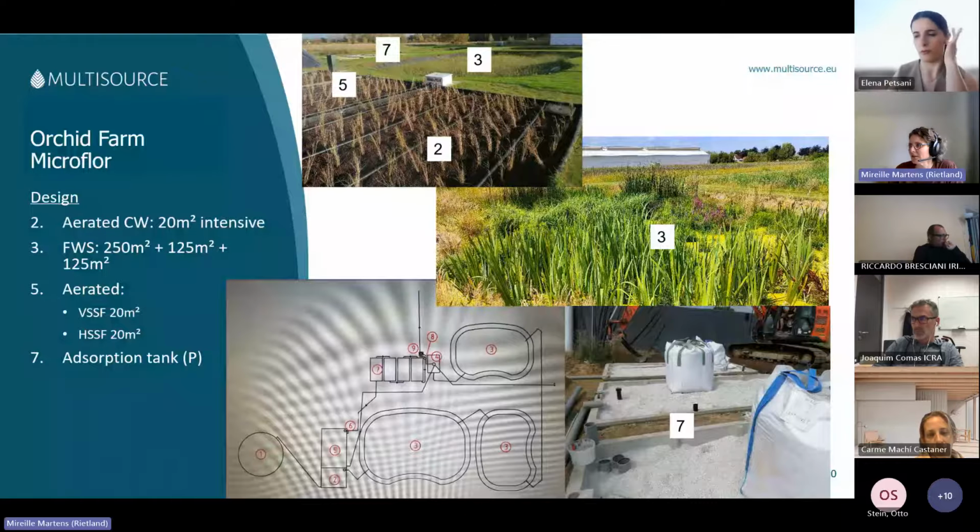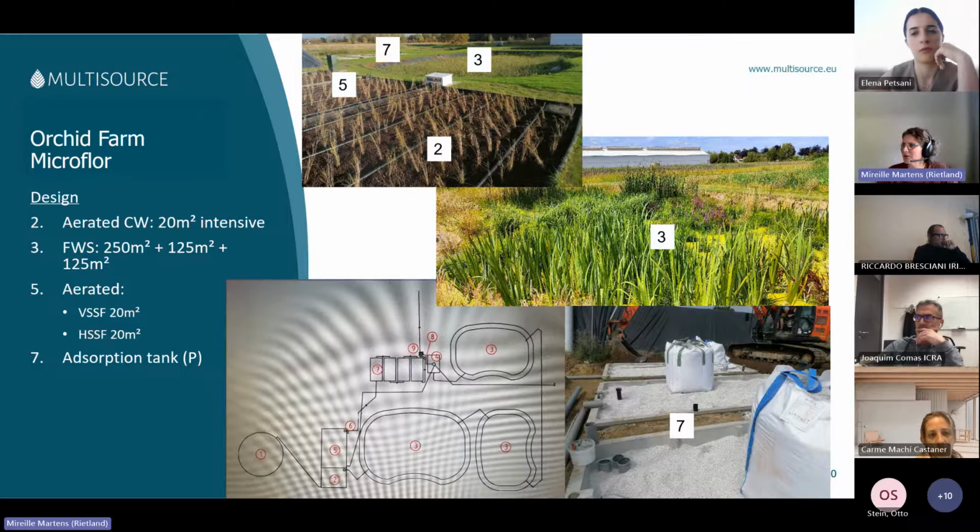If we check the, well, I'll explain later. Okay, what are these pictures? If we start at the bottom drawing, you can see a lot of different numbers. So all the water is buffered. The wastewater of the Orchid farm is buffered in number 1, and then it leads to number 2. Number 2 is an aerated vertical constructed wetland, a vertical subsurface flow of 20 square meters. So number 2 in the top picture is then the vertical wetland, the vertical aerated flow.